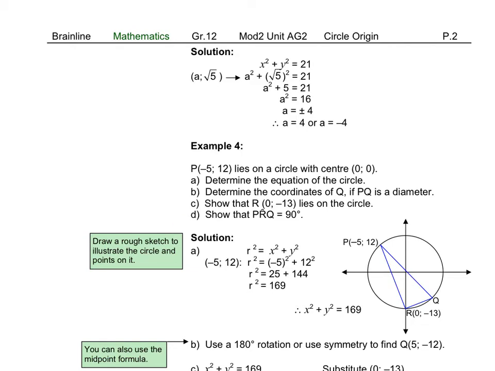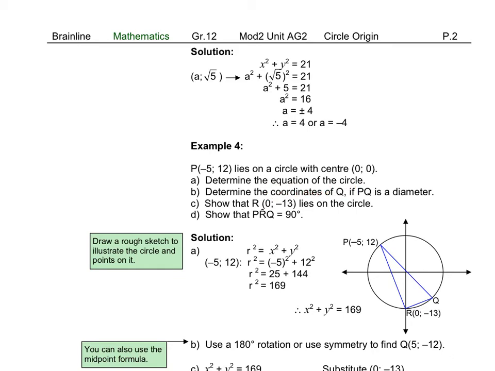Then for D, show that angle PRQ is equal to 90 degrees. In other words, if we can prove that this gradient times that gradient is equal to minus 1, then we have perpendicular lines. And that will then prove that that angle is 90 degrees. So let's first look at the solution of A, where we have to determine the equation of the circle.